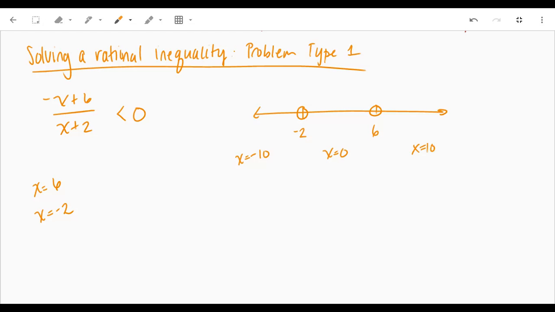If x is negative 10, then I have negative negative 10, so be careful with that. It'd be 10 plus 6, so 16 over negative 10 plus 2, which is negative 8. So that's negative. And then from negative 2 to 6, if x is 0, I have 6 over 2, which is positive. And then at 10, I'd have negative 10 plus 6, which is negative 4, over 10 plus 2, which is 12. So that's going to be negative.